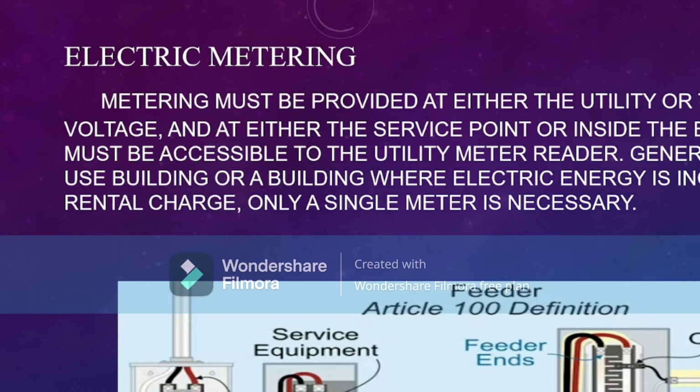Electric metering. Metering must be provided at either the utility or the facility voltage and at either the service point or inside the building, which must be accessible to the utility meter reader. Generally, for a single use building or a building where electrical energy is included in the rental charge, only a single meter is necessary.